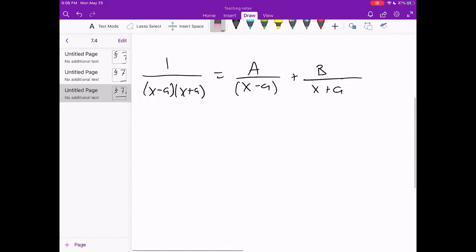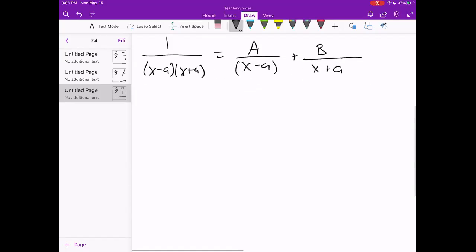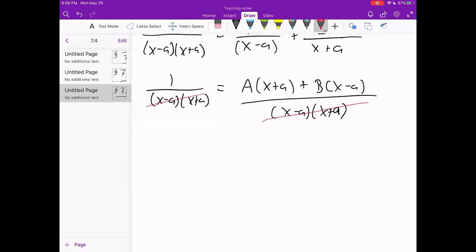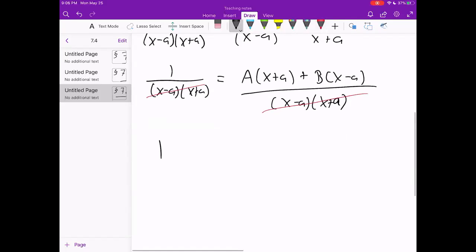That's more of an algebra thing, so I'm assuming that you guys have seen that before. So this left-hand side stays the same. This right-hand side, I put over a common denominator. I multiplied A by x plus a to get the common denominator, and B by x minus a. And the common denominator is x minus a times x plus a. So again, I now have the same denominator on both sides, so I can multiply over and they cancel. What I'm left with is 1 is equal to A times x plus a plus B times x minus a.